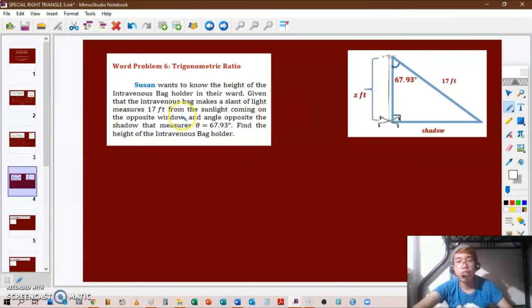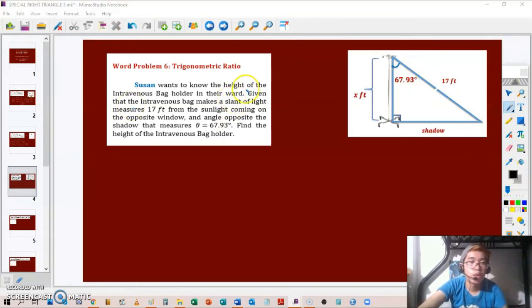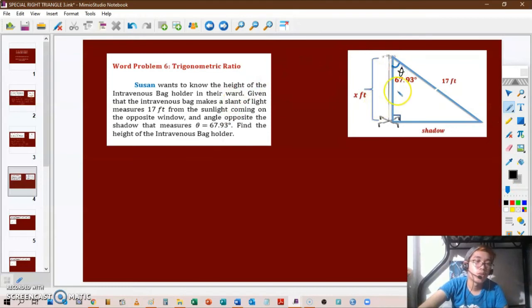Susan wants to know the height of the intravenous bag holder, the IV bag holder in their ward, given that the intravenous bag makes a slant height of 17 foot. The slant height is 17 foot from the sunlight coming to the opposite window, and the angle opposite the shadow measures 67.93 degrees. Find the height of the intravenous bag holder. To solve for this one, what we're given is the angle and the hypotenuse. So this is theta. Let's always try to situate or find where theta is. So theta is here.